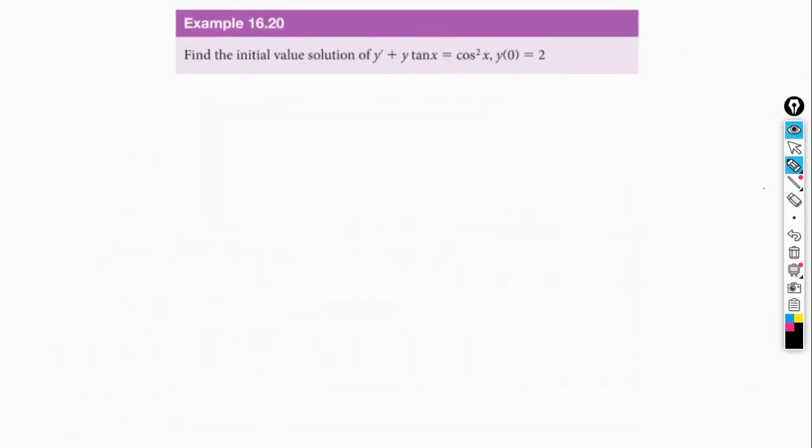So let's continue with example 16.20, and it says find the initial value solution of the derivative of y plus y times tangent of x is equal to cosine squared of x, where y of 0 is equal to 2. So first of all, let's rewrite this as dy/dx plus tangent of x times y is equal to cosine squared of x. So p of x is tangent of x.